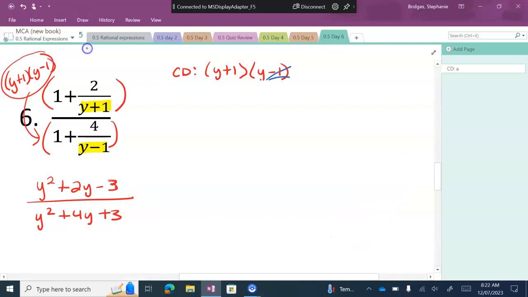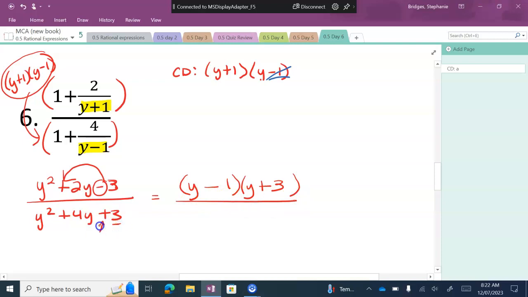At the top of our new fraction, I want numbers that multiply to give me 3 and subtract to give me 2. What are they? 3 and 1. Different signs, bigger number, so plus 3 minus 1. What about the bottom? Numbers that multiply to give me 3 and add to give me 4 are 3 and 1. What are my signs both going to be here? Positive. And so what can I get rid of?